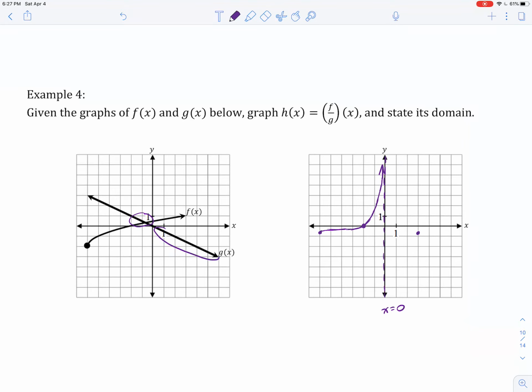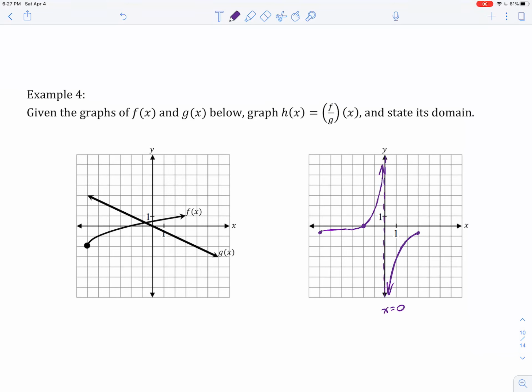But like over here, well, g of x is negative this whole time. F of x is positive this whole time. Positive divided by negative must be negative. So in this whole region, we know we have to be negative. Like it cannot be in this positive area. So based on that and that alone, we're going to say that it trends to the asymptote over there.